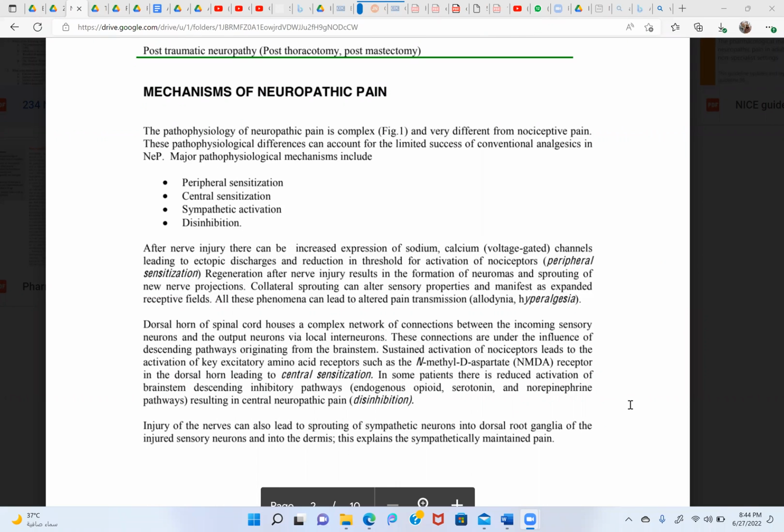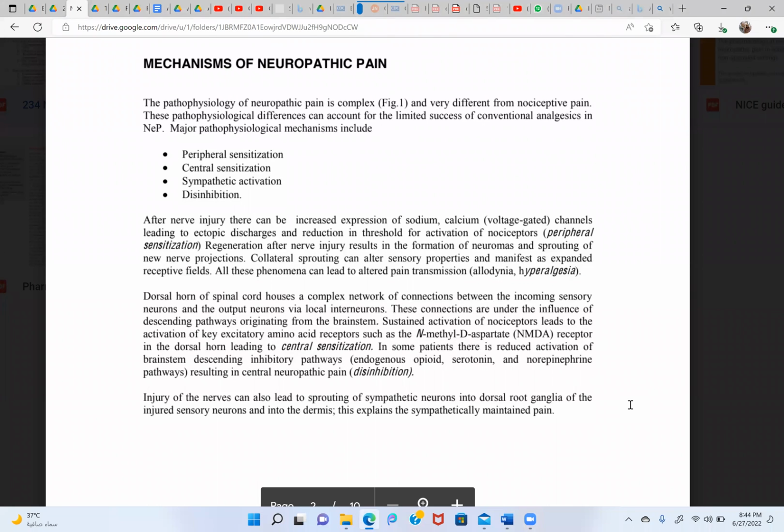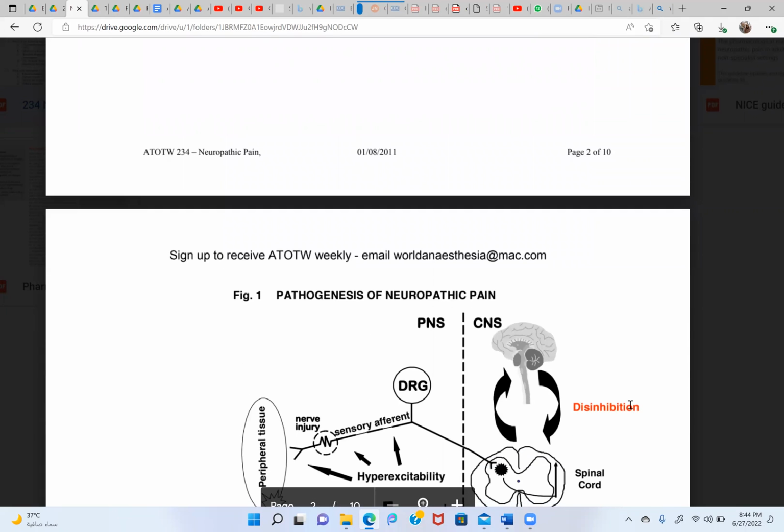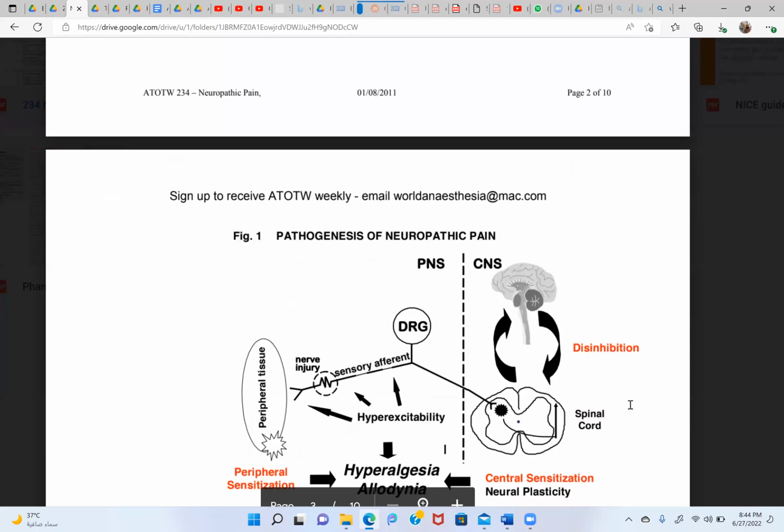Okay, so injury of the nerves can also lead to sprouting of sympathetic neurons into the dorsal root ganglia and of injured sensory neurons into the dermis, that is in sympathetically mediated pain. So there is vasoconstriction, temperature changes, and skin changes, which will occur and lead to damage to the muscles, even, as occurs in CRPS.